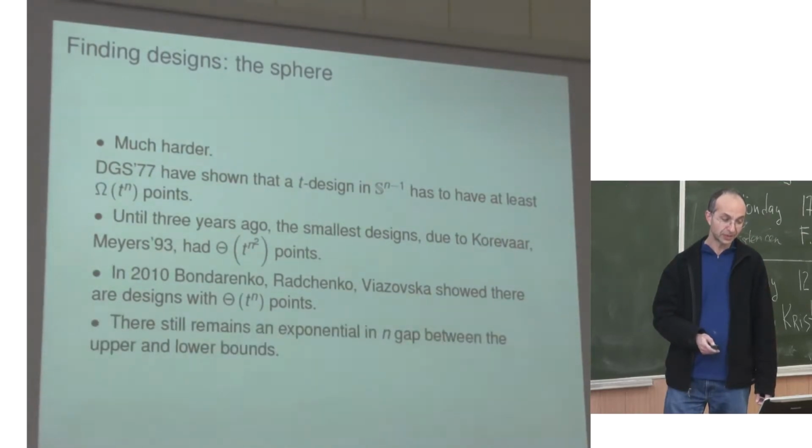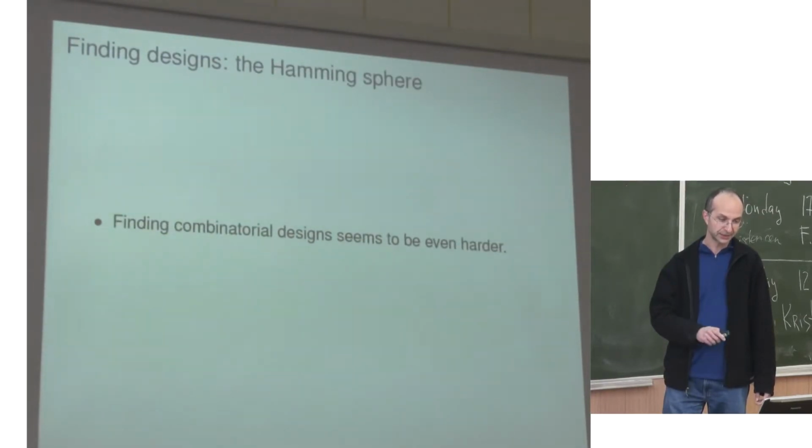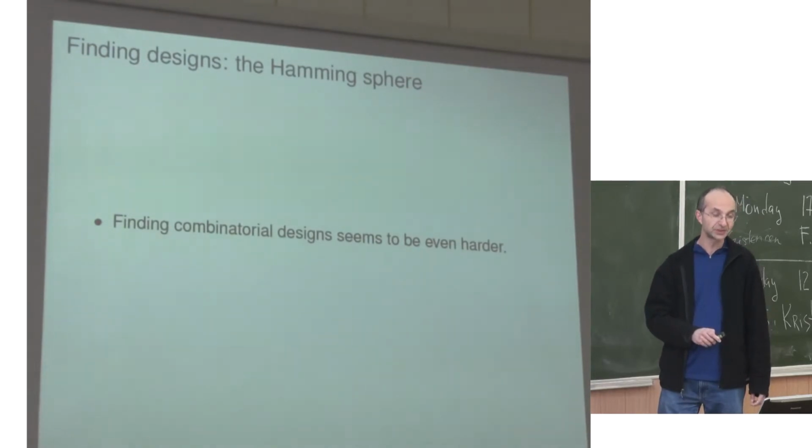And so now we have the right behavior dependent on the degree, but there's still an exponential in n gap between the upper and the lower bound. Okay, so this is the situation in the Euclidean sphere. And for the hemisphere, this is even worse, right?